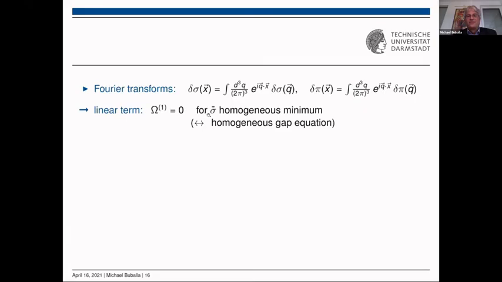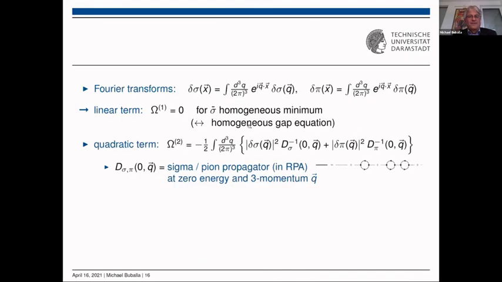a stationary homogeneous solution. This is actually not as trivial as you might think, because sigma bar is a stationary point homogeneous solution, but for the delta sigma, of course, we still allow that it is inhomogeneous. So one may naively think that still there could be some contribution to the linear order, but it turns out that for the linear order, only Q equal to zero contributes. So only the constant part of this fluctuation contributes. And by assumption, this should not contribute, because sigma bar is already the lowest constant solution. Basically this is just equivalent to the homogeneous gap equation. Anyway, this means we have to go to the quadratic term.